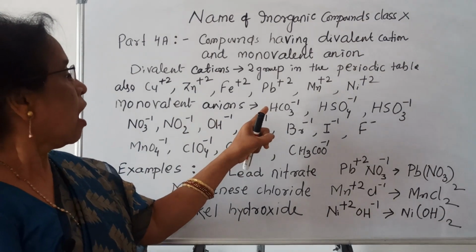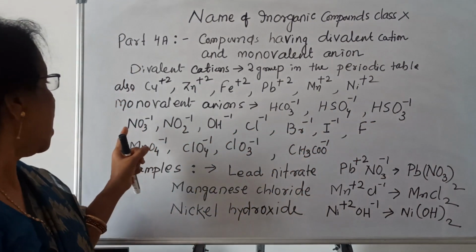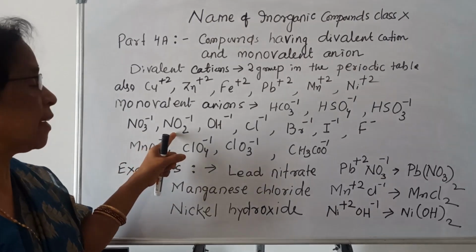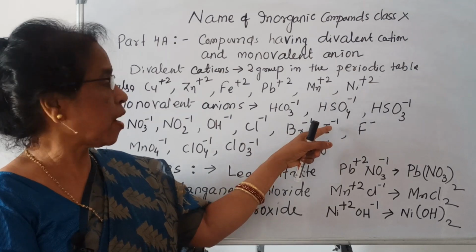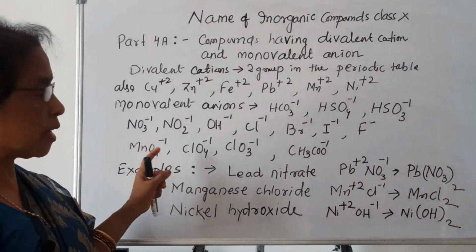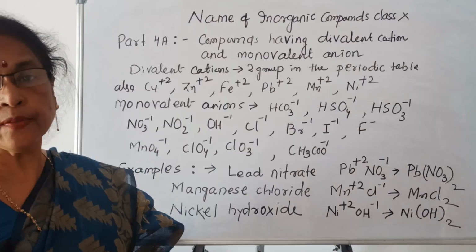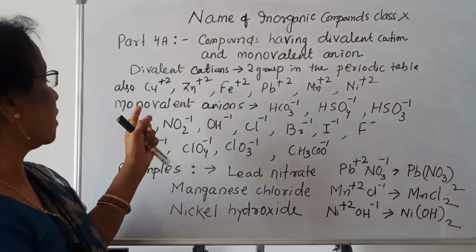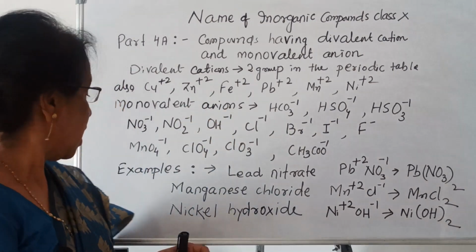Again see: hydrogen carbonate, hydrogen sulfate, hydrogen sulfite, nitrate, nitrite, hydroxide, chloride, bromide, iodide, fluoride, permanganate, perchlorate, chlorate, then acetate. These are the acid radicals, that is, monovalent anions having minus 1 charge.